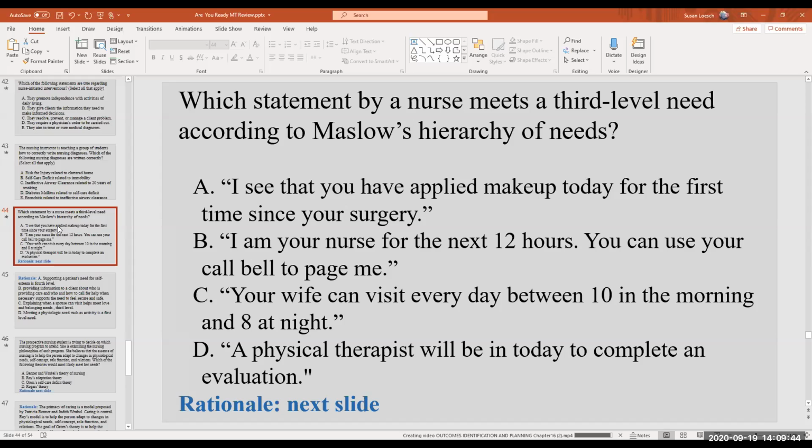Well, it depends on how cute that physical therapist is. Oh, Lord. There we go.